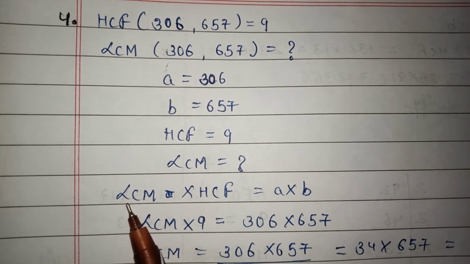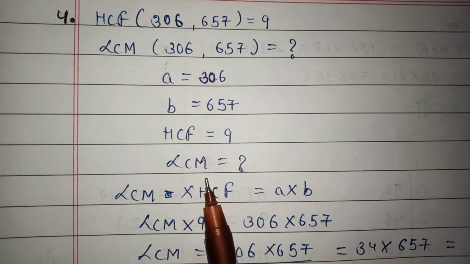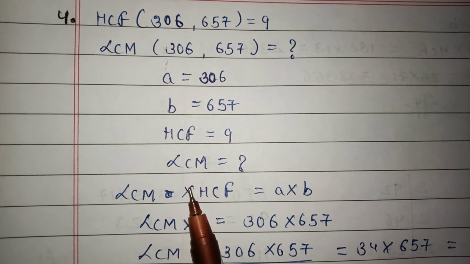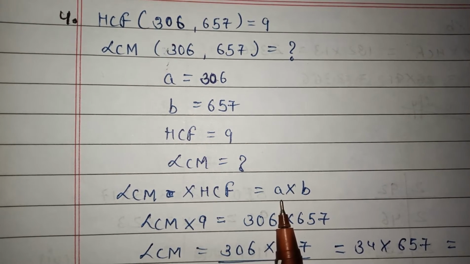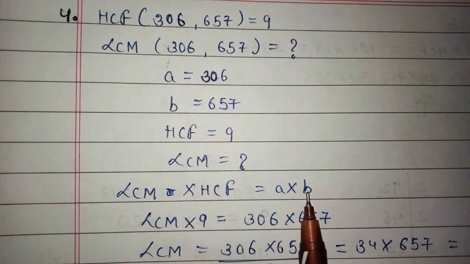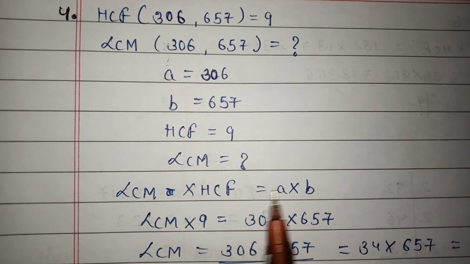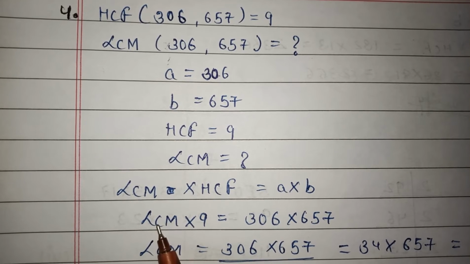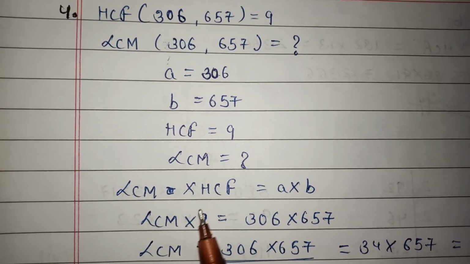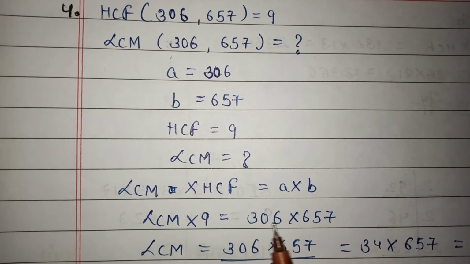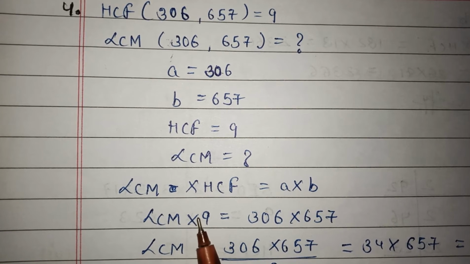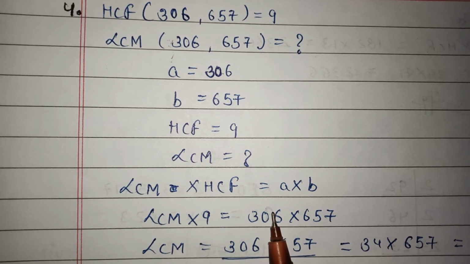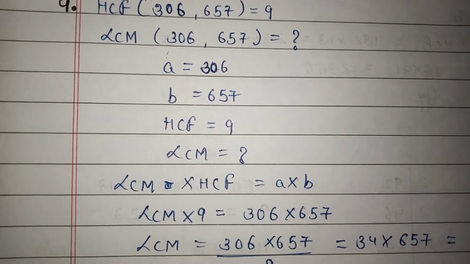Then we already know that the product of LCM and HCF of two numbers is equal to the product of those numbers. So we will simply follow this rule. Now we have to find the LCM, so we will write LCM here, and HCF is already given. Now the 9 is in multiplication, so on moving to the other side of the equal sign, it will convert into divide.